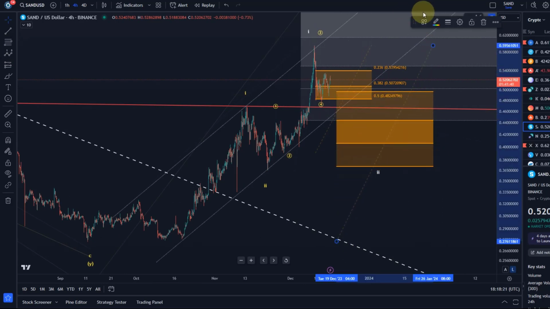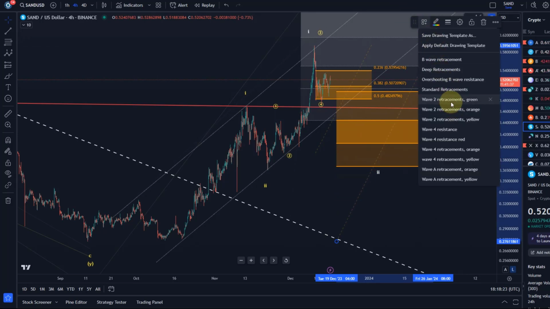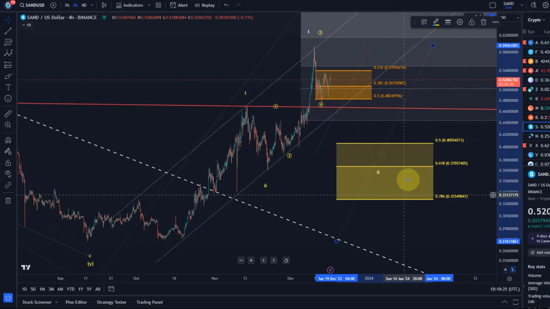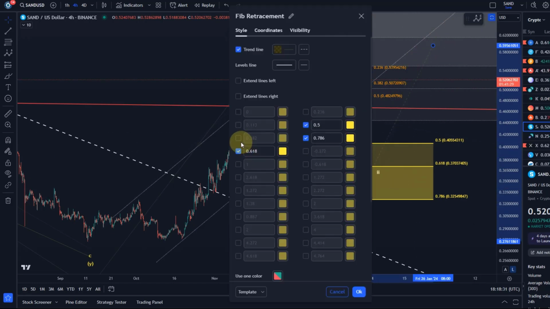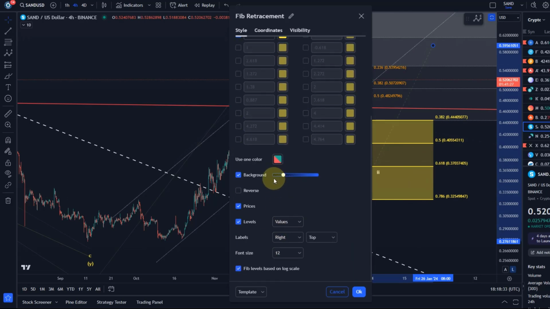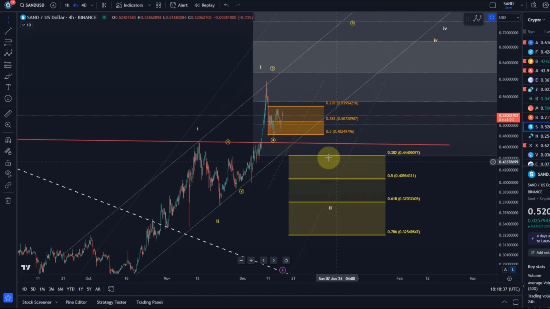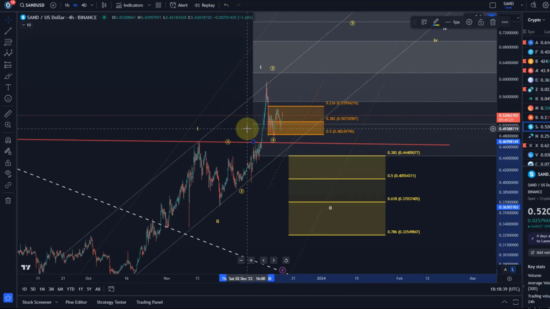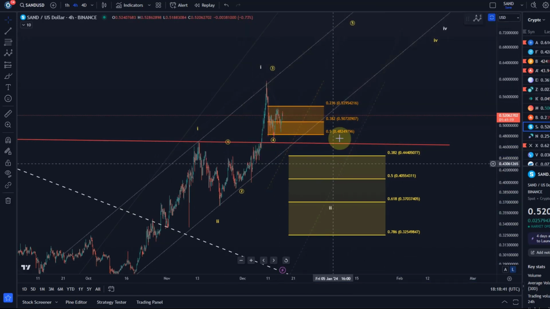It would allow for another potential entry point. And then we've got support down here at 32.5 cents. And I would like to add the 38.2 retracement level as well. It would just be for a shadow wave 2, but you want to have a level to watch there, really. That's at 44.4 cents.